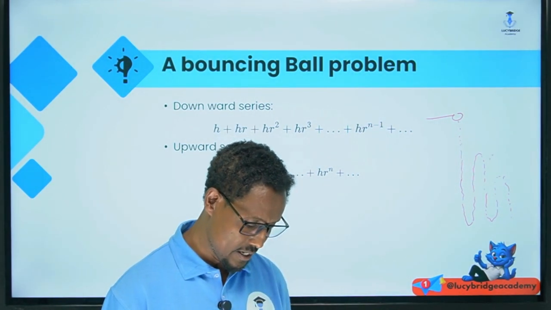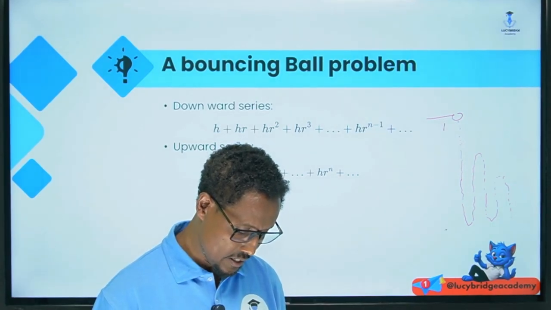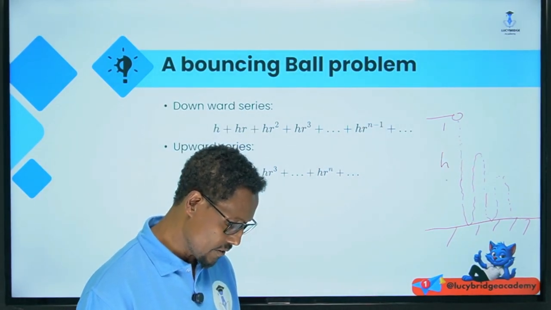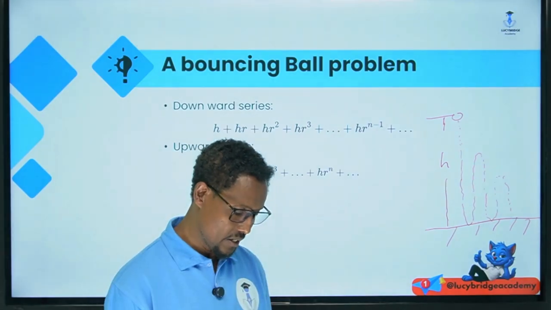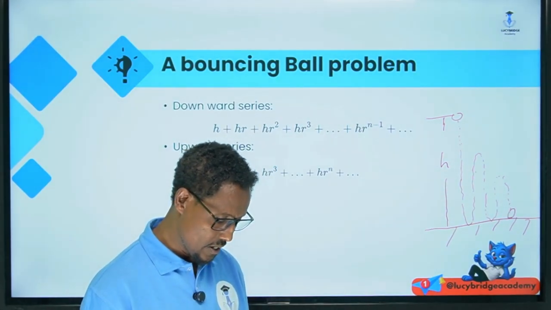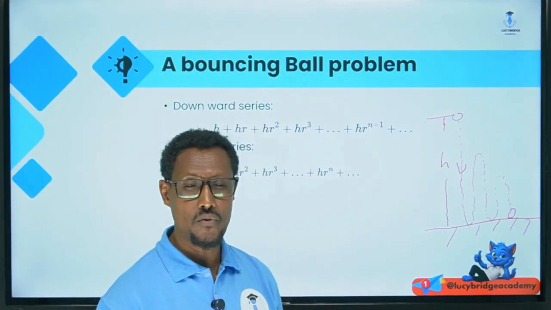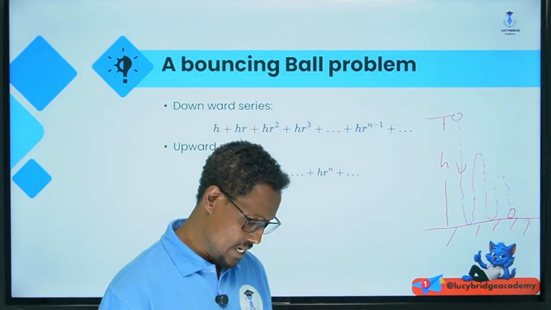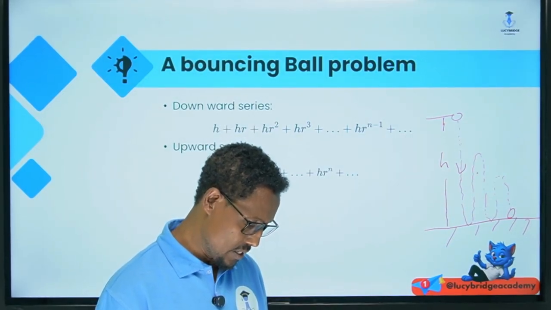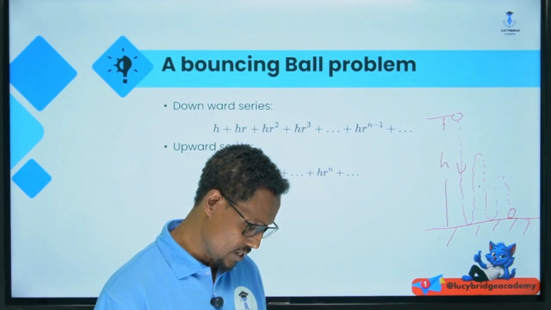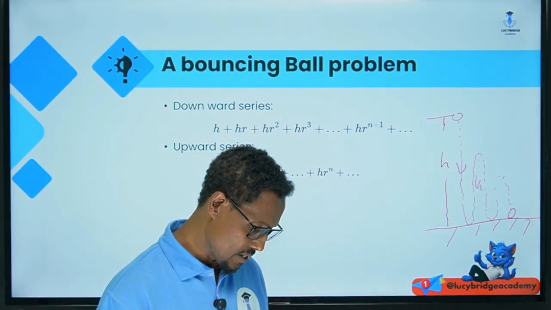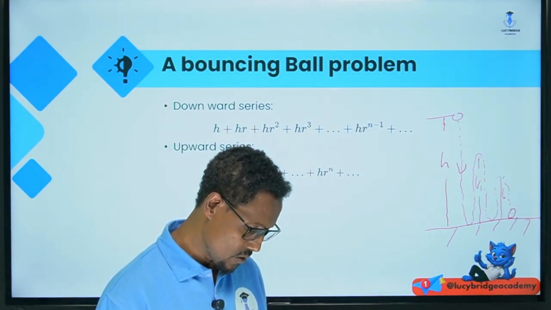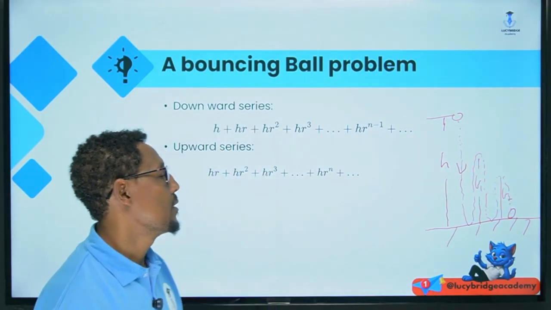Imagine dropping the ball from the top. Here this is the ground, okay, the ground, so we have h, the height, okay, the height of the ball from the top to the ground. So in this case we also have another height, g1, again here g2.